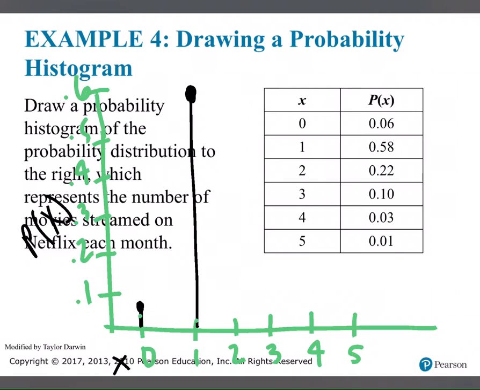2, I'm going to go to 0.22. Do the same thing. 3 is 0.1. 4 is 0.03. And 5 is 0.01. I know 4 and 5 are really close together. Just try your best to make some sort of differentiation between them. But that is a probability histogram.